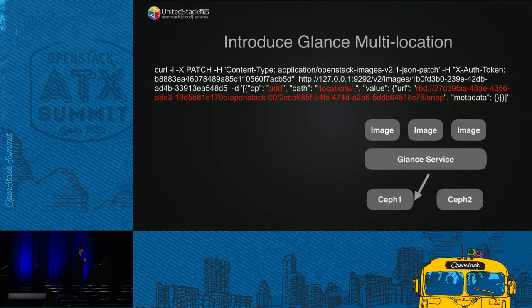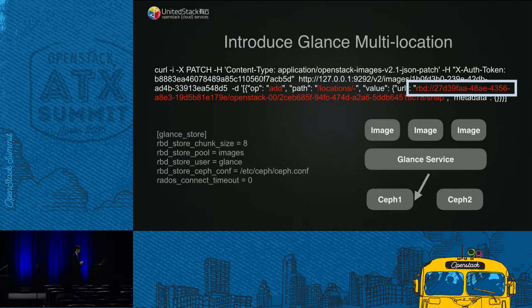Then we use the Glance CLI command to add more locations, just like RBD locations or others. If we focus on this command, we will find out that we just specify the RBD address, but not which Ceph cluster to use. Actually, in the Glance configuration file, we add the location of the ceph.conf, which indicates the specified Ceph cluster. In this case, the Ceph monitors' IPs look like this. But how can we specify and use two or more Ceph clusters?